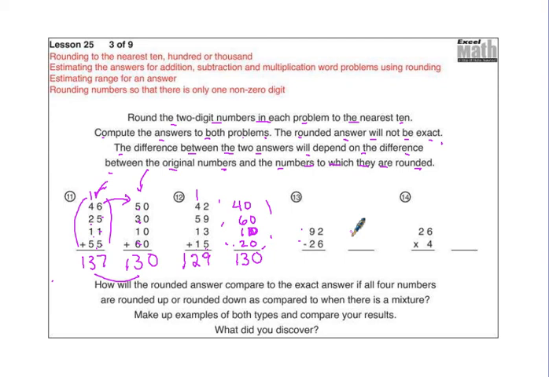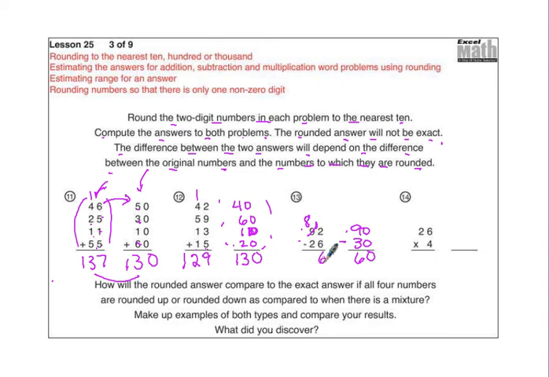Round each one of these numbers over here. And then do the subtraction and see what you get for both problems. Pause the video, turn it back on when you're ready for the solution. Okay, 92 rounds to 90. 26 rounds to 30. 90 minus 30 is 60. On this one, hopefully you didn't do 2 minus 6 is 4. That's a mistake kids make a lot because we have to regroup here.